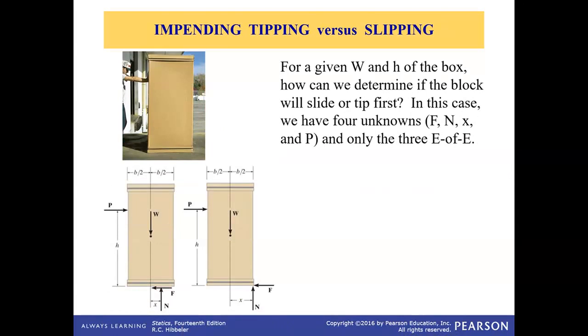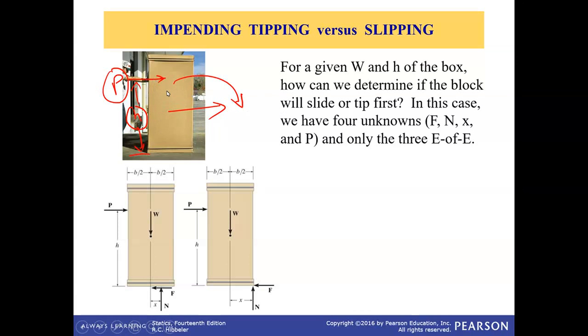Now this is another topic where, let's say, a person applies a force on heavy furniture, let's say this block, at some height h. So force P is applied at some height h. Now, depending on the magnitude of the force and the height at which it's applied, either this furniture will slide or it will tip, and we can apply friction equations to determine which will happen first.